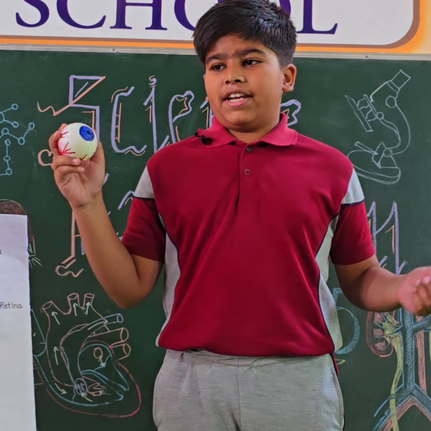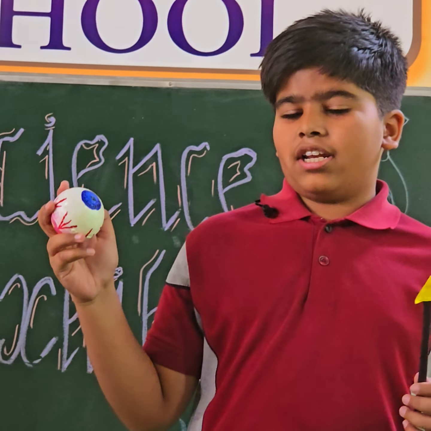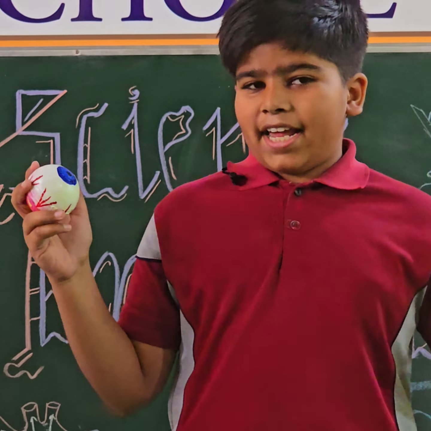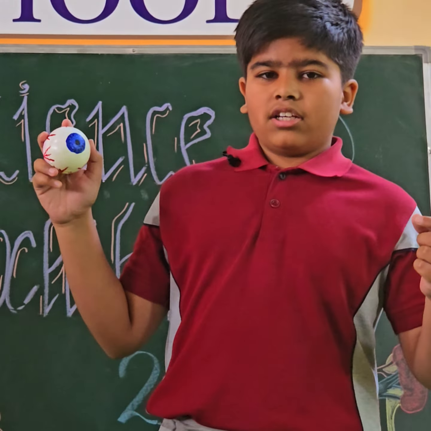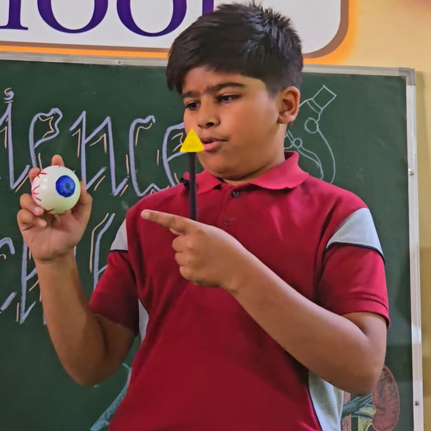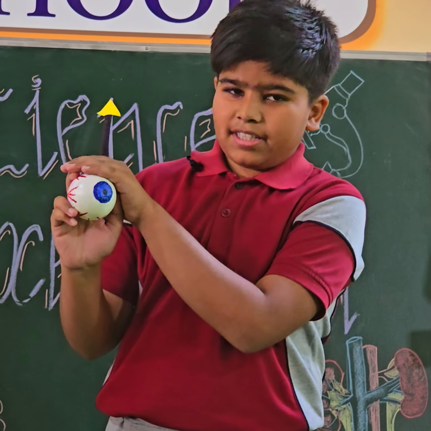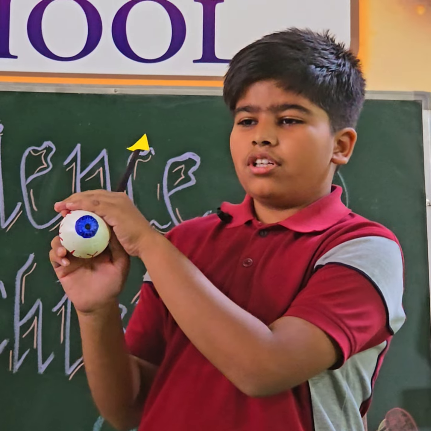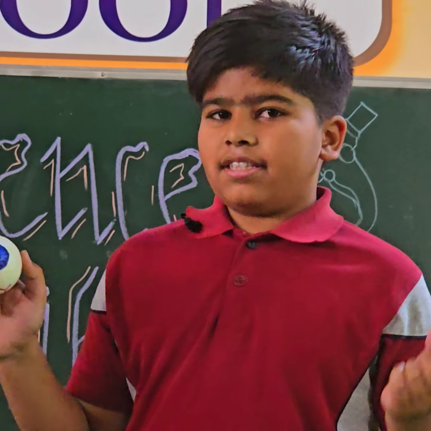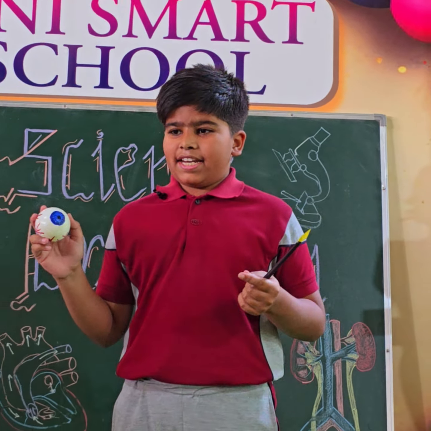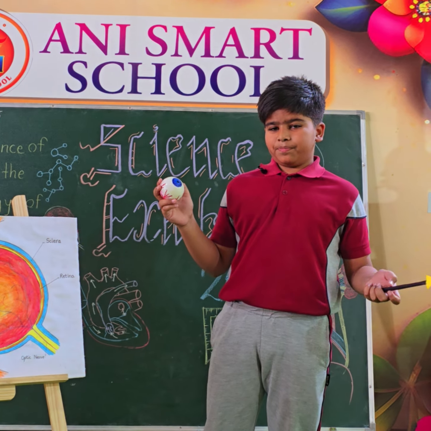So the first defensive layer of the human eyeball is the eyelid. The eyelid is the folded skin above the eyeball, which can be like this. It is the folded skin above the eyeball. It protects the eye from dust, rain, flies, etc.